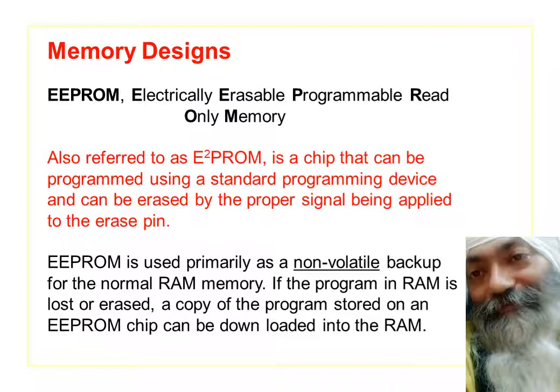So E-square PROMs, or EEPROM, are used primarily as a non-volatile backup for the normal RAM memory. If the program is in RAM and that is lost, in that case it can be easily duplicated from E-square PROM. It can be downloaded. Of course E-square PROMs are not as fast or as cheap as RAMs are, but they provide a good backup for any device.